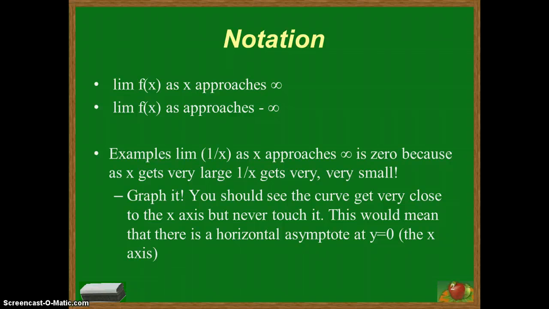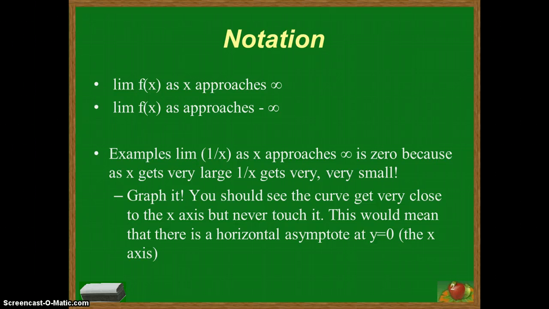Some simple notation. We would say the limit of f of x as x approaches infinity, or the limit of f of x as x approaches negative infinity. An example would be if we take the limit of 1 over x as x approaches infinity, that limit would be 0 because as x gets very large on the x-axis, 1 over x gets very, very small.